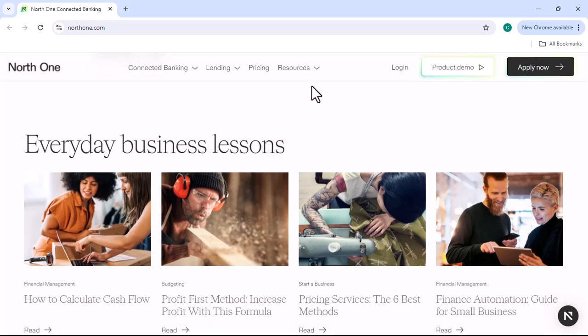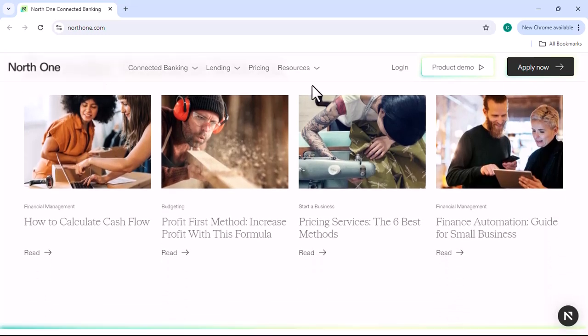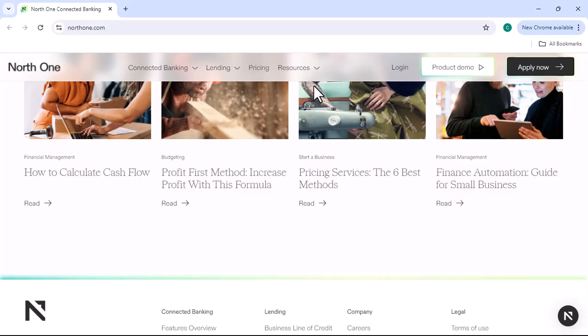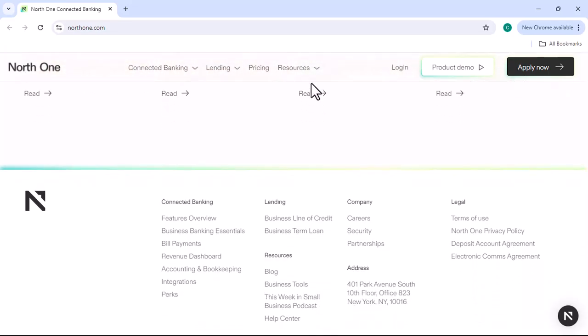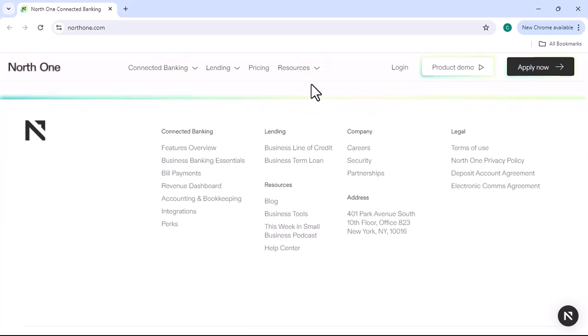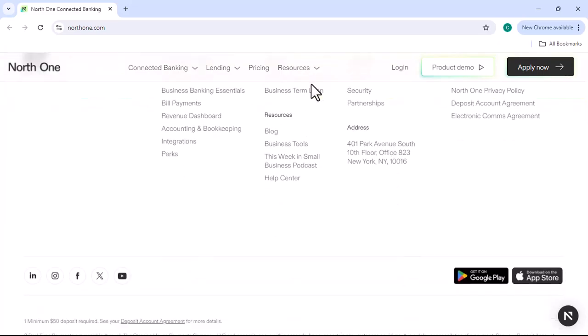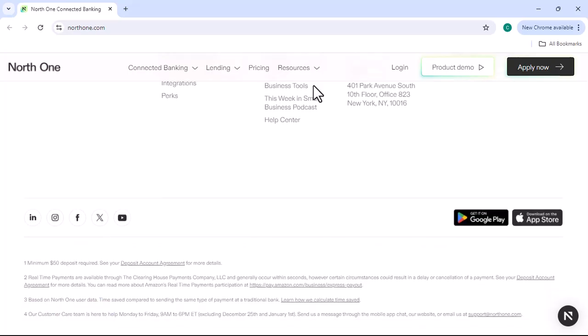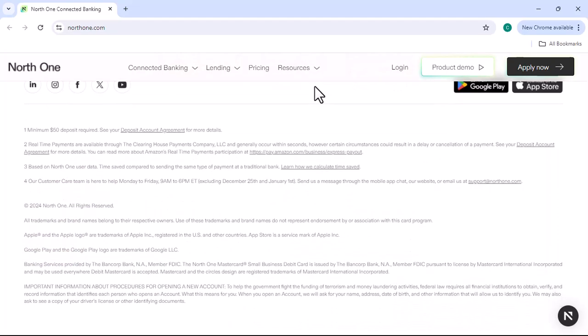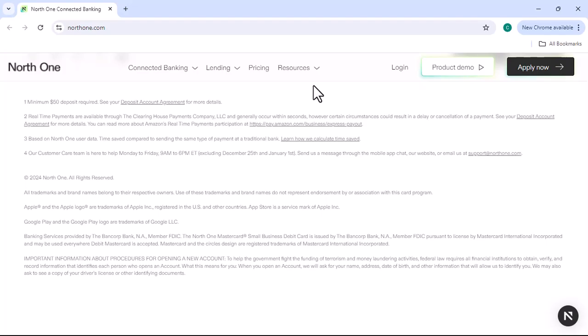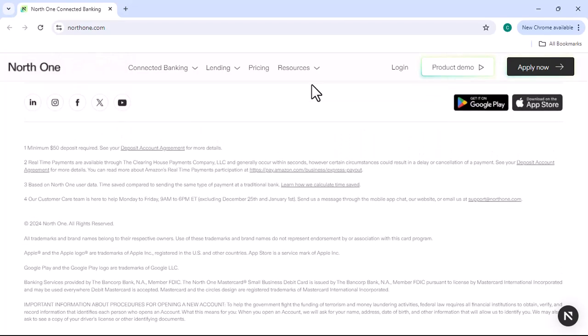Northone is designed for small businesses and freelancers, providing a streamlined banking experience. They understand the importance of mobile check deposit for their target audience. However, like other banks, they have limits in place. These limits aren't always static. They can change based on various factors, including your account history, the type of check, and overall risk assessment.